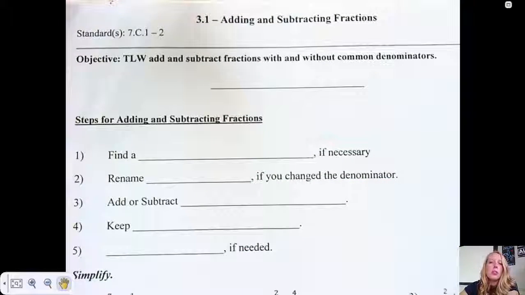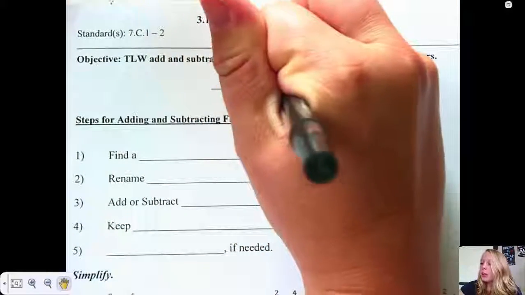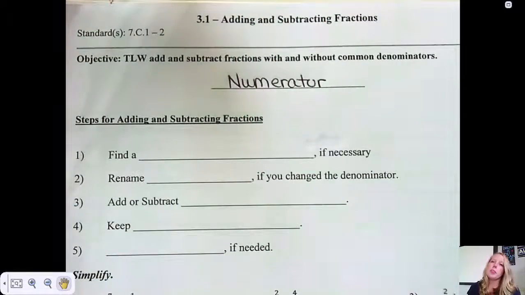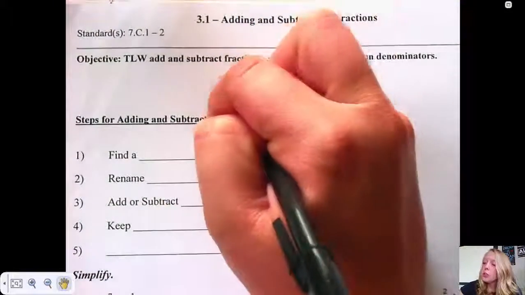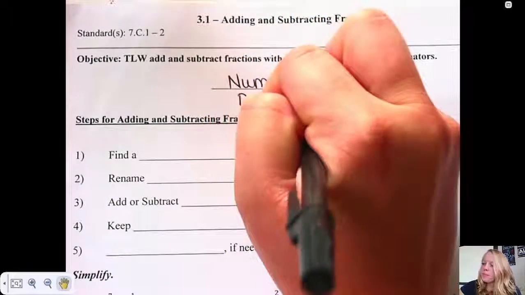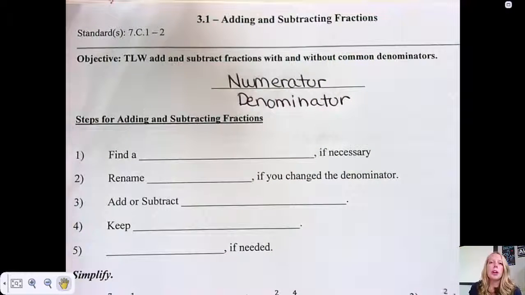Okay, so a few things before we get started. Number one, you need to remember what the top and bottom of a fraction is called. We refer to the top as the numerator, and we reviewed this in the last chapter. And we refer to the bottom as the denominator. So please write both of those down so you remember them, because I will be using the words numerator and denominator instead of top and bottom.